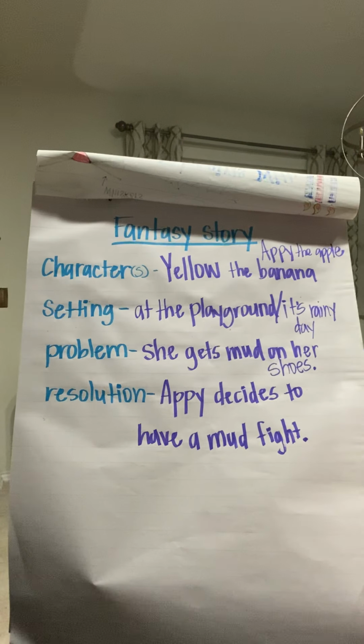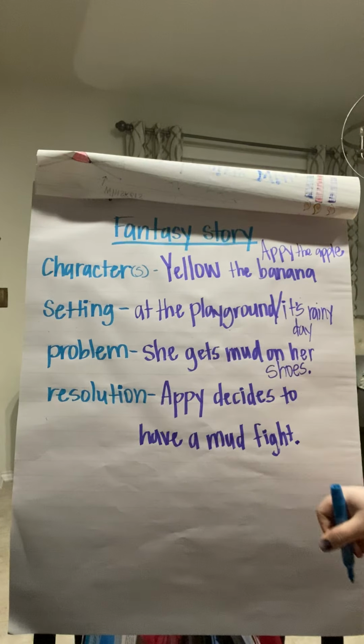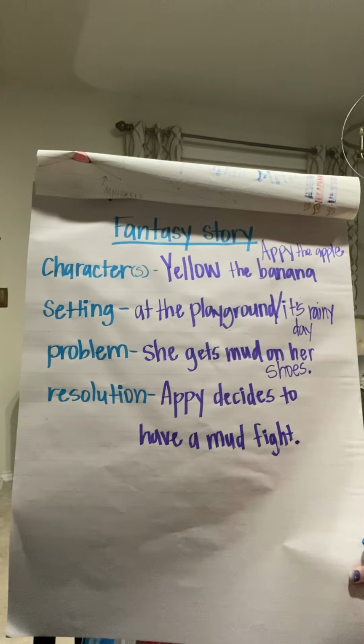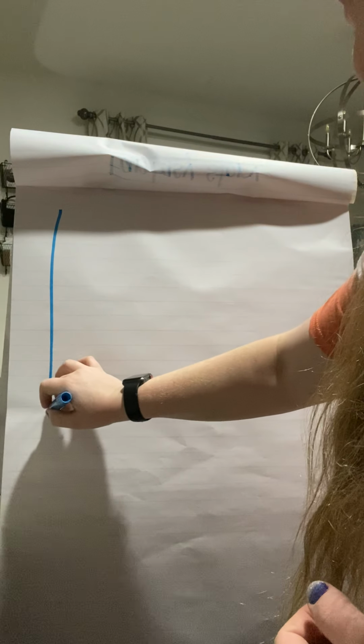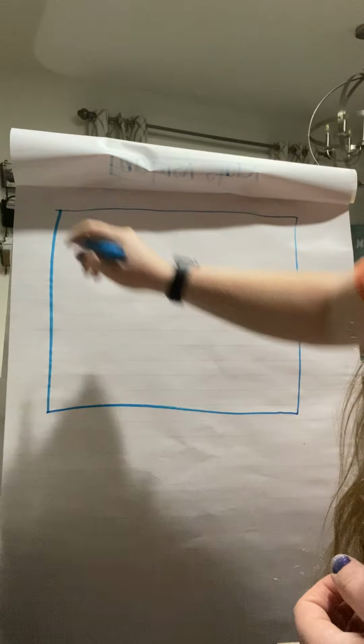So I'm going to go ahead and take the very first part of my story, and I'm going to make it into a sentence, and I'm also going to draw a picture. So let's talk about the beginning of my story. What happens to Yellow and Appy? What are they doing? They decide to go to the playground, right? So I could write, because we all know that at the top, I'm going to draw my picture, my illustration. But at the bottom is where I write in my words.